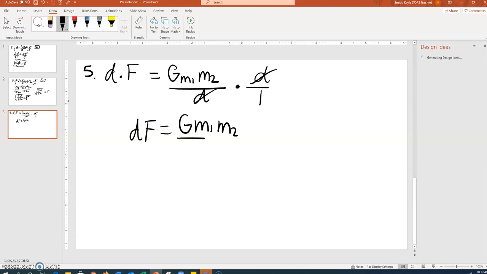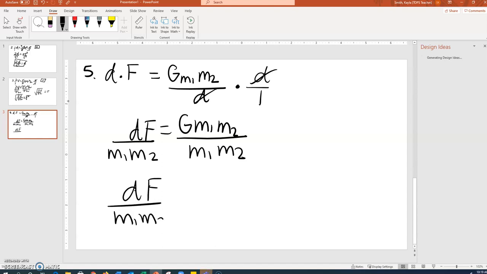So remember, I'm still solving for g. So now if I want to get rid of the multiplication of m1 and m2, I just divide by m1 and m2. So it's d times f divided by m1 times m2 gives you g. Okay, I hope that was helpful. Let me know if you have any other questions.